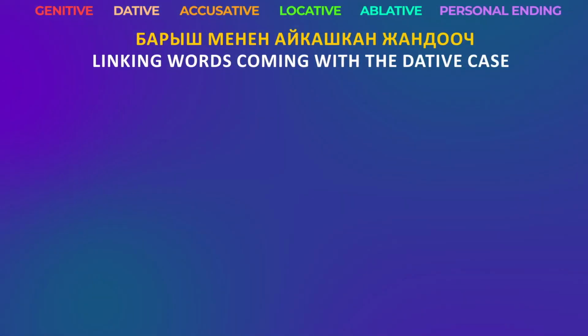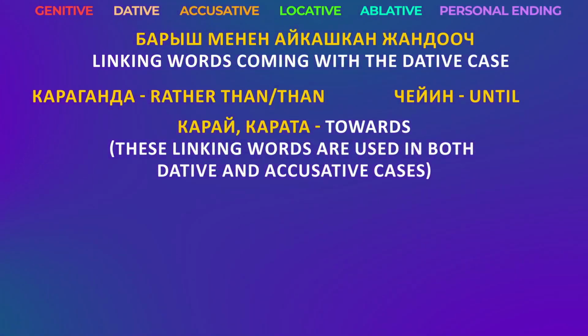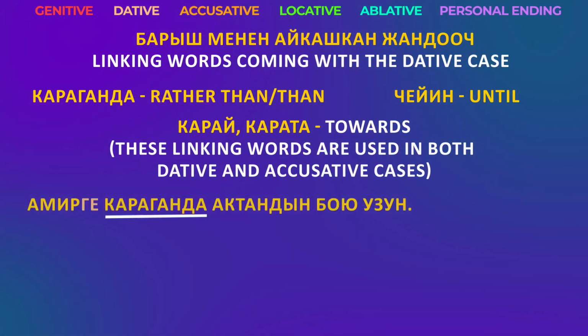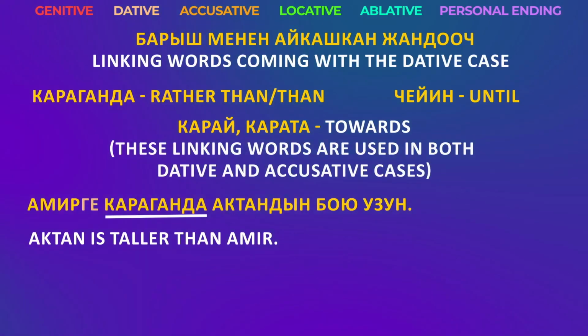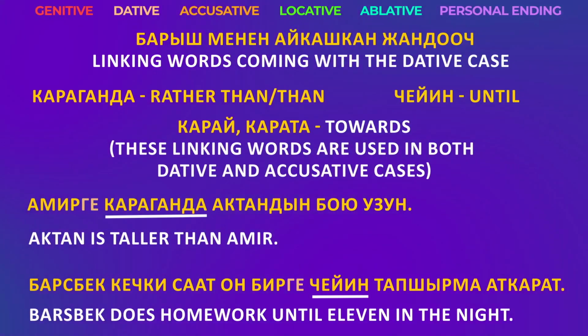The third is барыш менен айкашкан jandoch. There are the linking words coming with the dative case. There are караганда, which means rather than, чейин, which means until, and карай, карата, which mean towards. These linking words are used in both dative and accusative cases, by the way. So let's see an example. Амирден караганда Актандын бою узун. Актан is taller than Amir. Барсбек кечки саат 11-ге чейин тапшырма аткарат. Барсбек does his homework until 11 in the night.